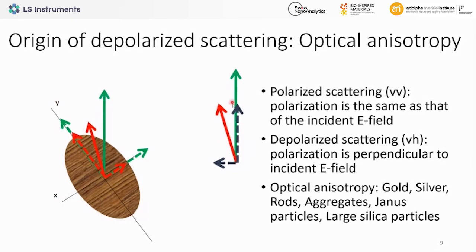All right, so what kind of particles are optically anisotropic? Typical cases are gold and silver rods, long elongated particles, and aggregates, which depolarize light fairly well. Janus particles too, depending on what they are made of, and for example large silica particles. When the particle is fairly large, a depolarized component can be detected, because no material is really homogeneous. It just depends on the length scale at which you look at it.